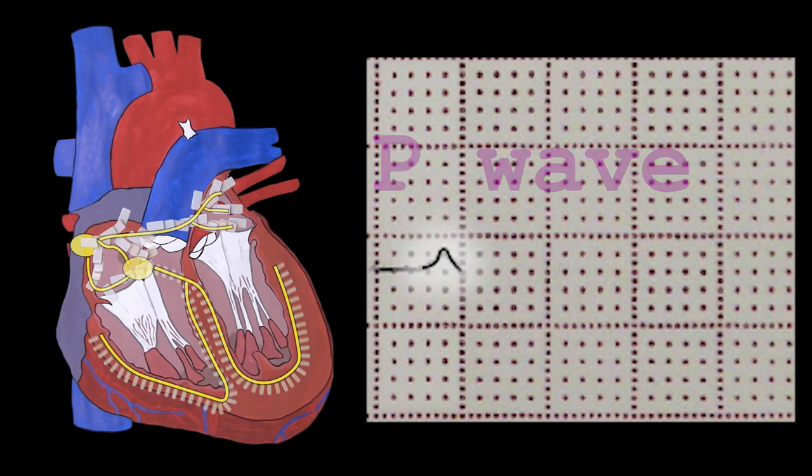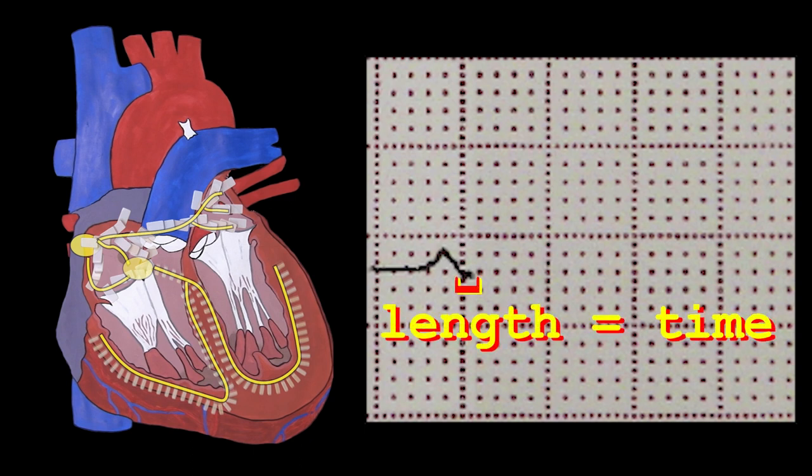Once the depolarization spreads to the AV node, progression slows and our EKG goes flat. Because our graph paper is moving at a set speed, measuring the length of this flat segment will tell us how much time it took for the AV node to depolarize.